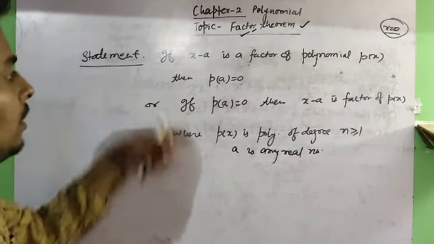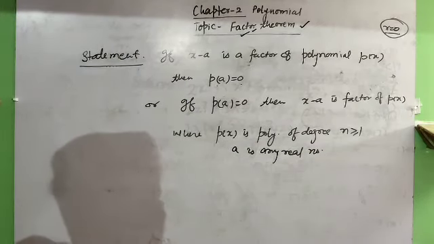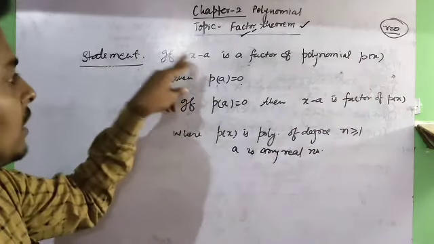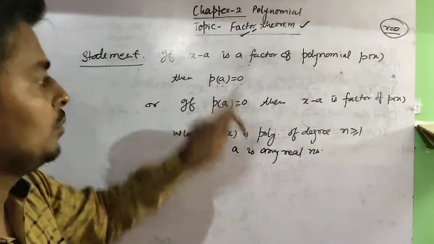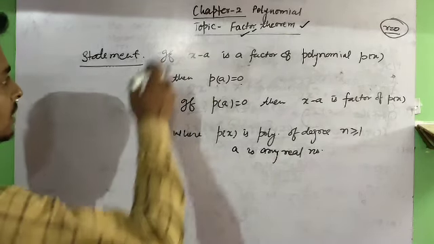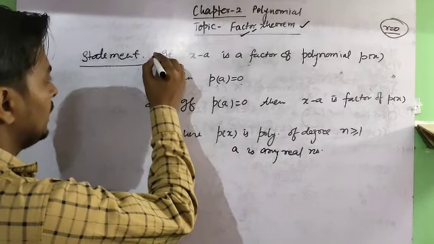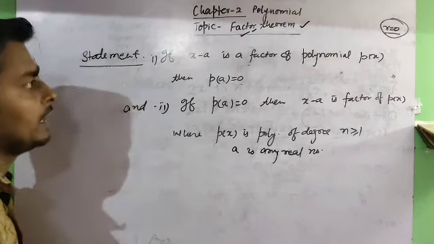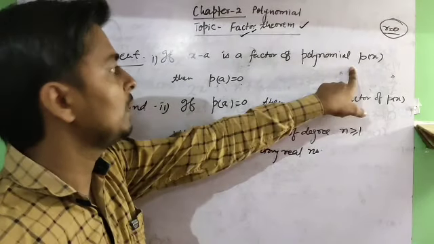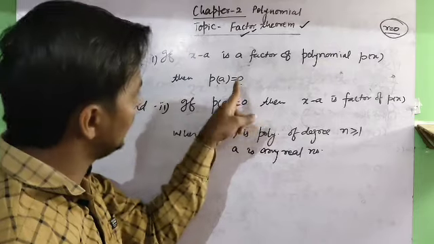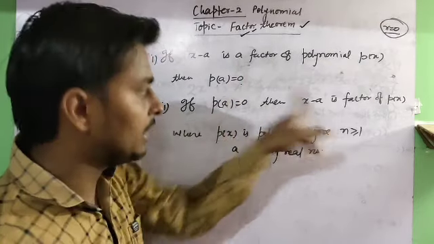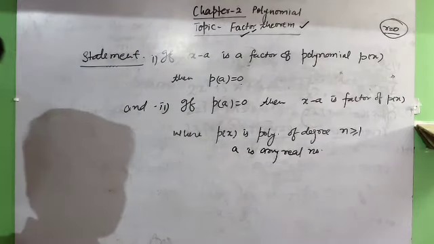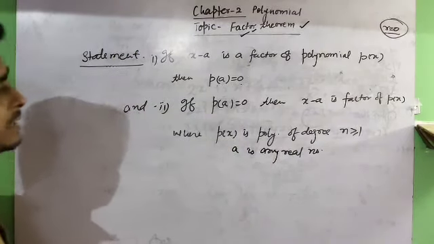So this is the statement. You can combine this also: x minus a is a factor of px if and only if pa is equal to 0. I am writing this as two statements. First, if x minus a is a factor of polynomial px, then pa is equal to 0, remainder 0. Second, if remainder is 0, then x minus a will be a factor of px. So simply this is the statement.